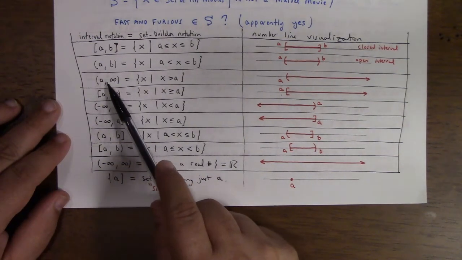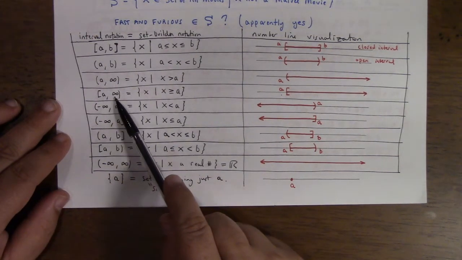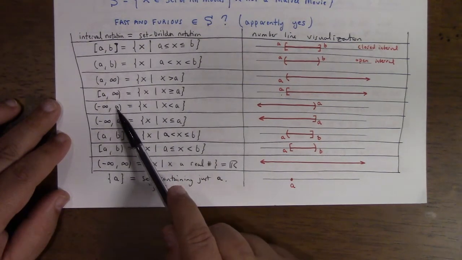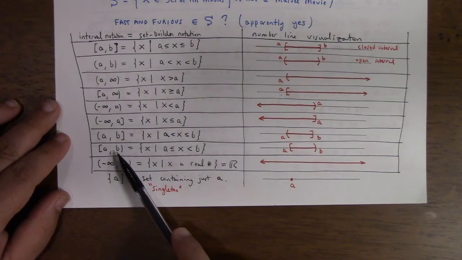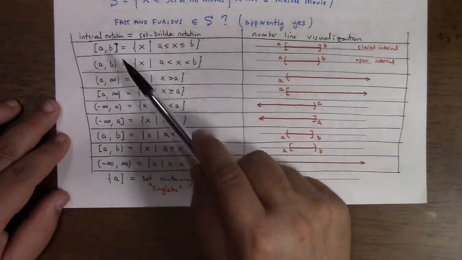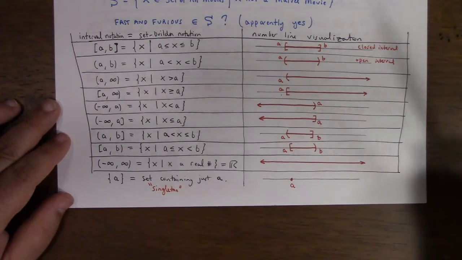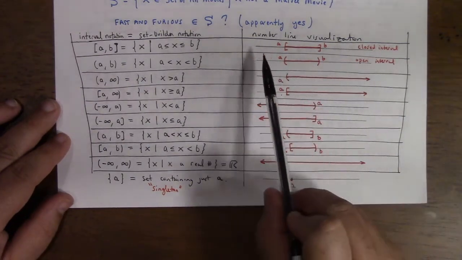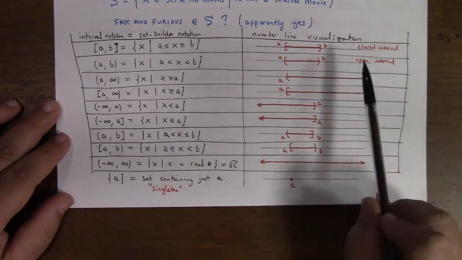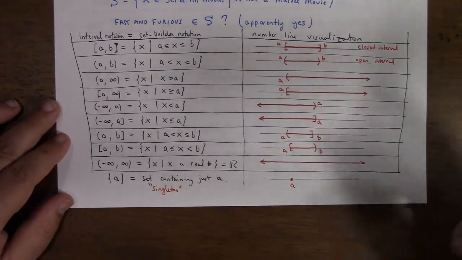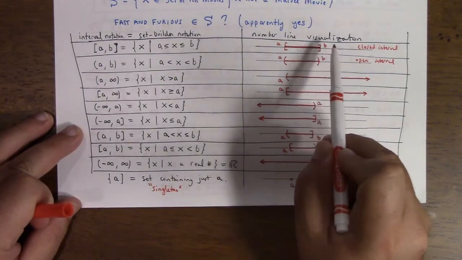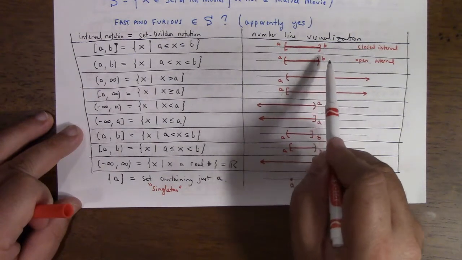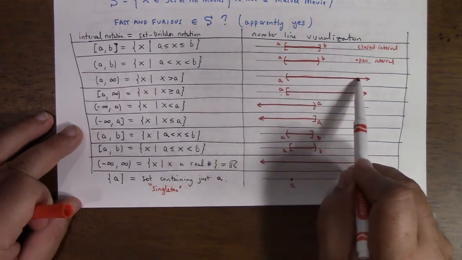This is infinity, so like a to infinity, or a included to infinity, minus infinity to a not included, minus infinity to a included, a not included to b included, a included to b not included. All of these are examples of intervals. Intervals are what are called connected subsets of real numbers. If you like, we can visualize them on the number line. Every interval we can draw using our marker, and we can draw it without lifting the marker. In each case, an interval is connected in this sense.